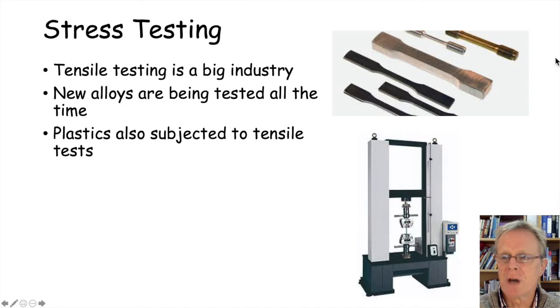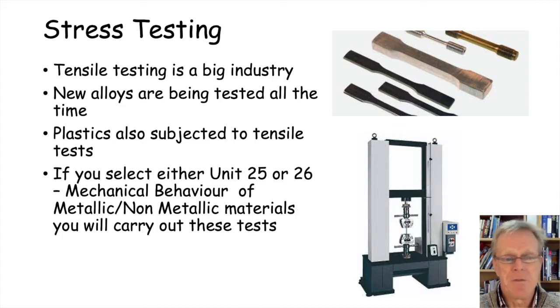In the top right up here, we've got some tensile test specimens. These are then mounted into a tensile test machine, which is shown below, and pulled to see how strong they are and work out the stresses. You can also do tensile tests on plastic specimens as well. And if you select either Unit 25 or 26 of this course next year, then you will actually go ahead and carry out some of the tensile tests on different materials.